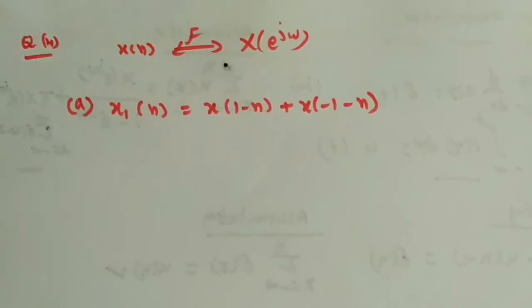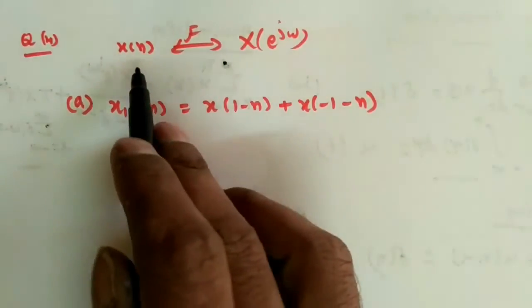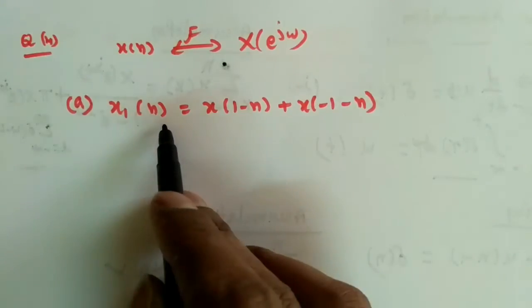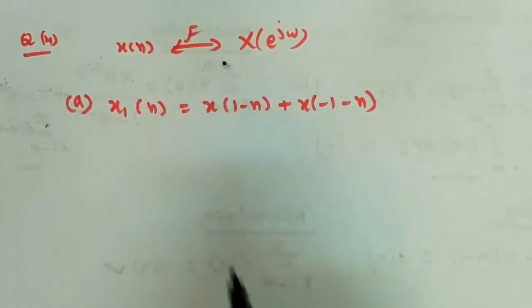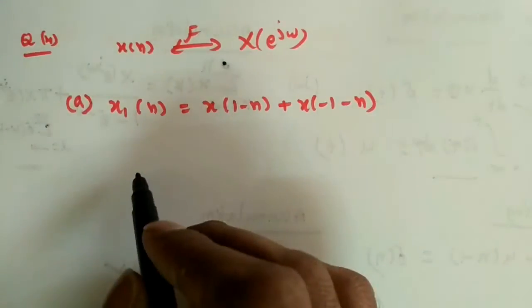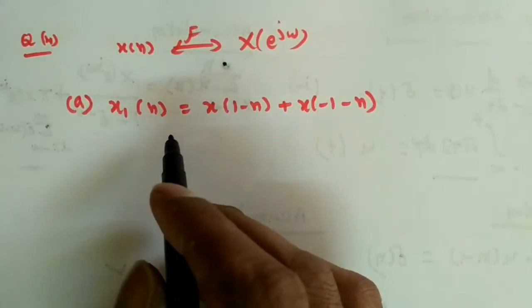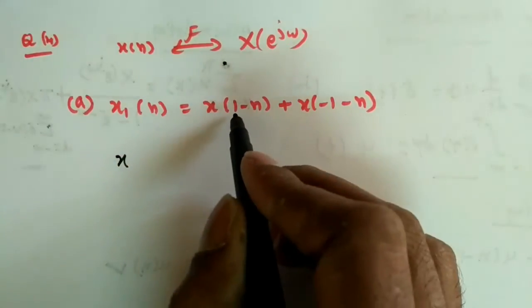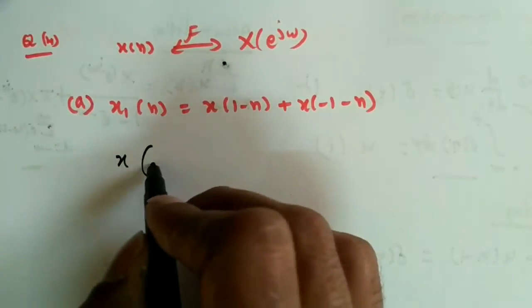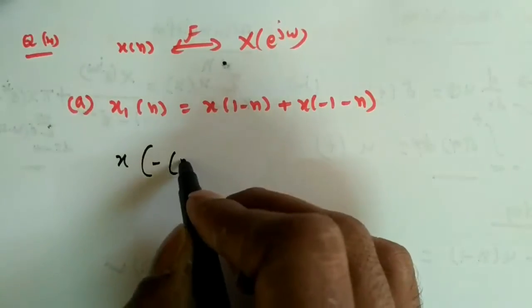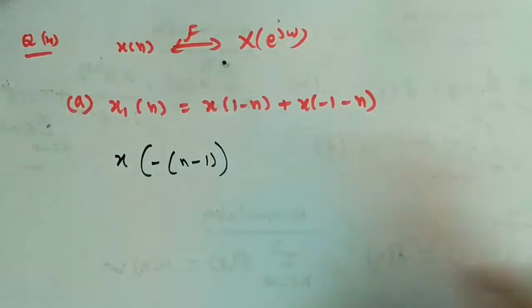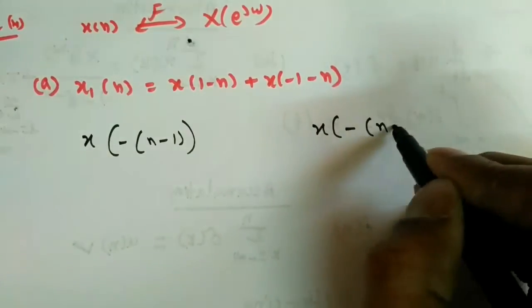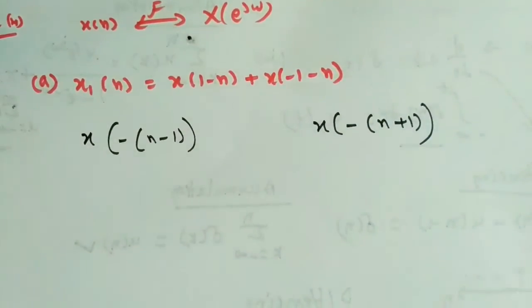So next one, again we need to use the properties. For x of n with Fourier transform x of e power jω, we need to find the Fourier transform of x1 of n, which is the shifted version. Now I told you when we did the problems on the continuous time Fourier transform, if 1 minus n is there, always take minus common, then make it n minus 1. Similarly this one also, x of, if I take minus common, this will become n plus 1, right?